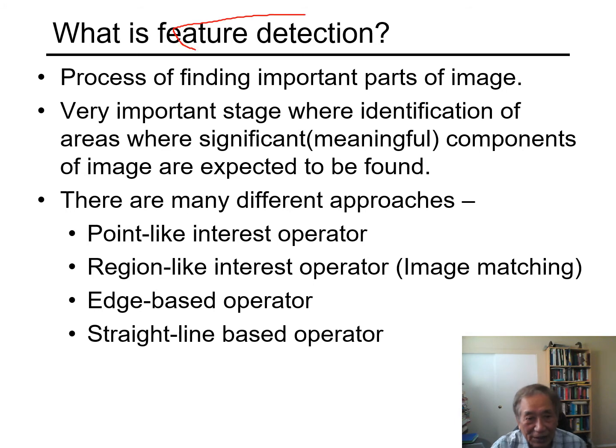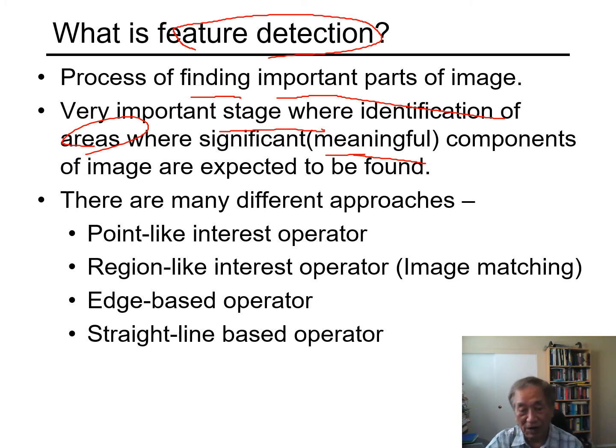What is feature detection? Of course, once you have a feature detected, then the next step is matching it with our model and identifying. So that's our image understanding. The process of finding important parts of an image is feature detection. Then a very important stage is the identification of areas where significant or meaningful components of the image are expected to be found. So something important, something worthwhile, something significant is detected.